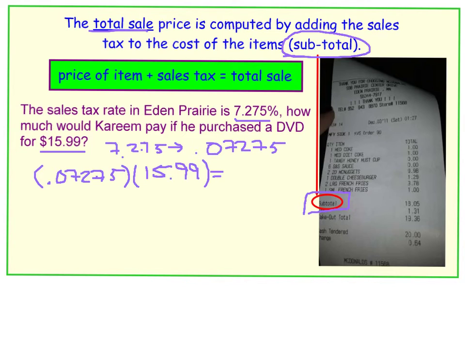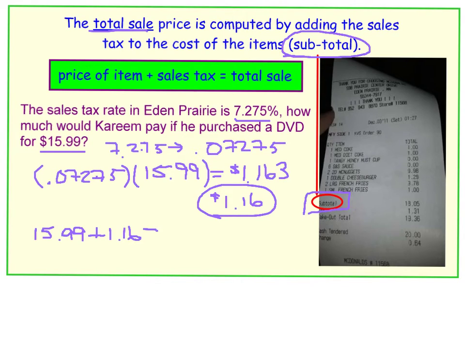And when we do that, we are going to get 1.163. And again, when we're working with money, we're going to round to the nearest penny. So my sales tax is $1.16. Now at this point, I'm not done because I want to know the total amount that Kareem is going to need to pay. So I have to go back and add my subtotal and my amount of tax. And when I do that, I am going to get a total of $17.15.